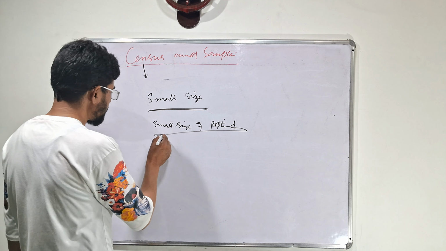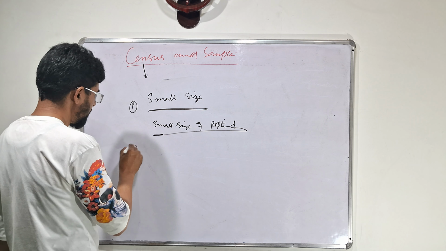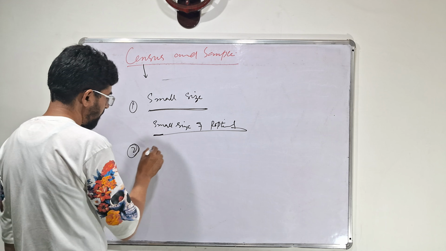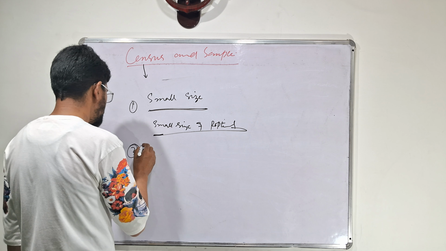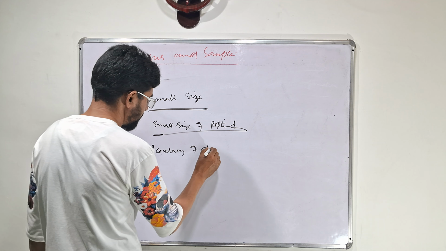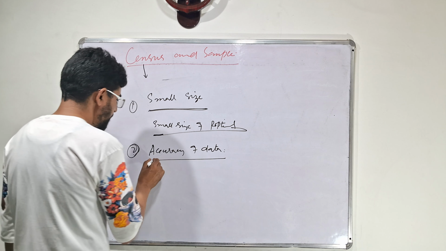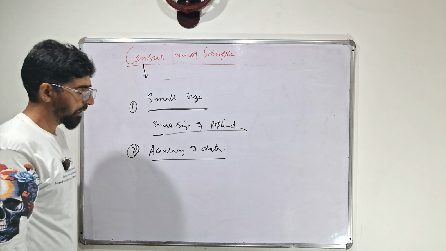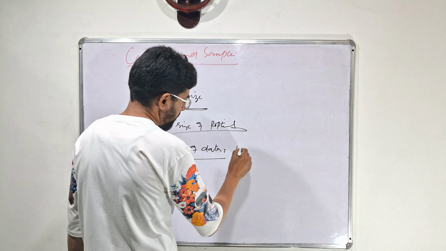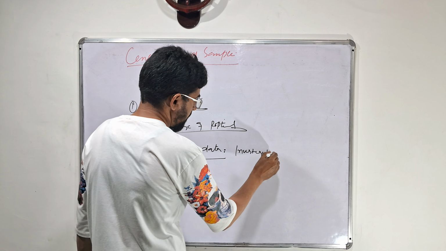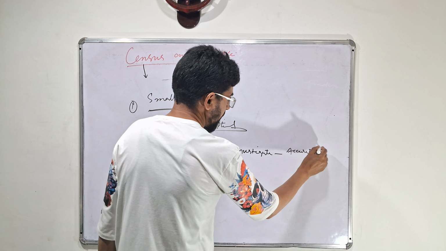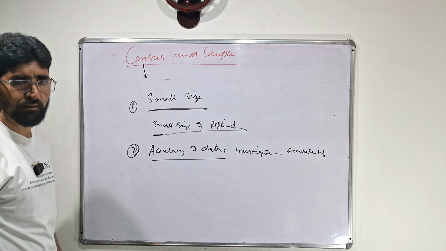First, second, accuracy of data. Accuracy of data means this method is applied whenever the investigator needs accurate information, then at that time this method is applied.